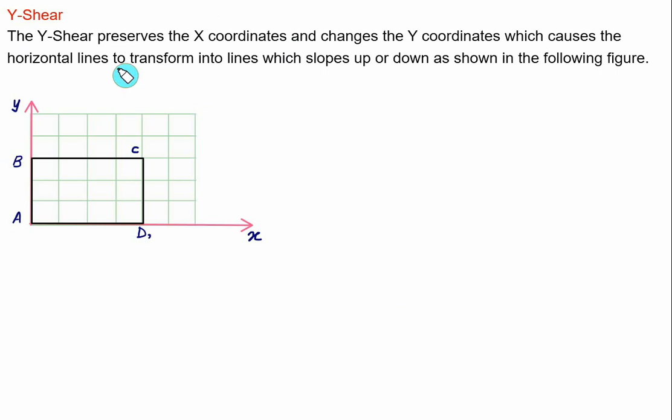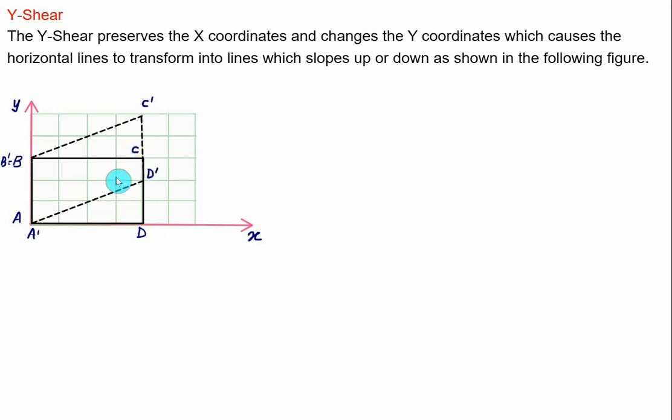In the case of y shear, which preserves the x coordinate, the x coordinate will not change. But there is a change in the y coordinate, which causes the horizontal lines to transform into lines which slope up or down, as shown in this figure. So originally ABCD is a rectangle, and after we perform the y shearing, the positions of A and A' will remain the same. The point B and B' will remain the same. The position of C will change to C', and the position of D will change to D'. So this one is called y shearing.